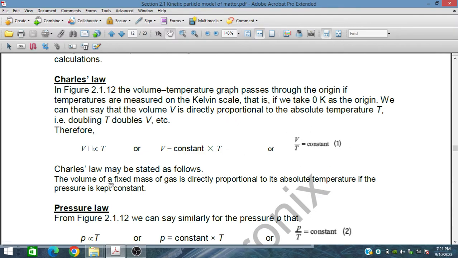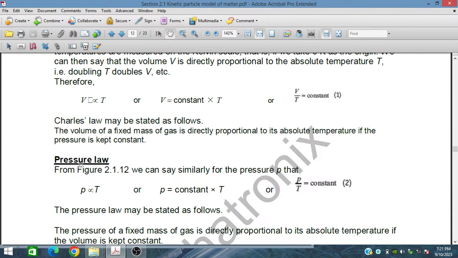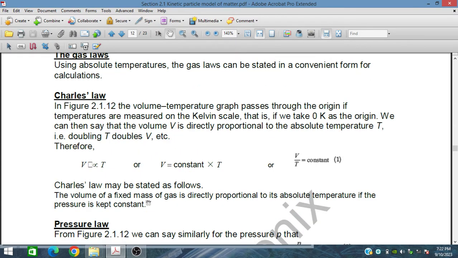and may be stated as follows: the volume of a fixed mass of gas is directly proportional to the absolute temperature if the pressure is kept constant. If the pressure is kept constant, then volume is directly proportional to the temperature. So this is called Charles law.